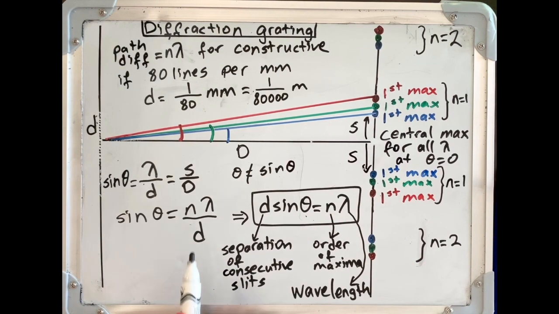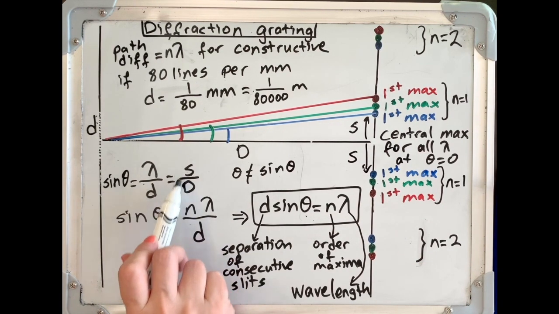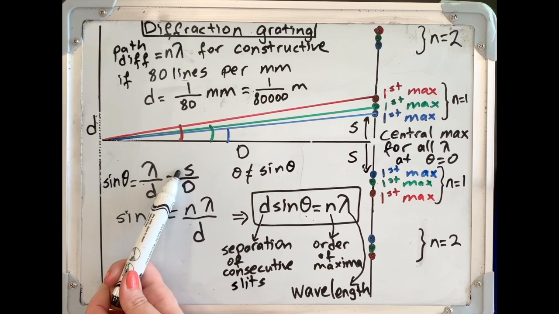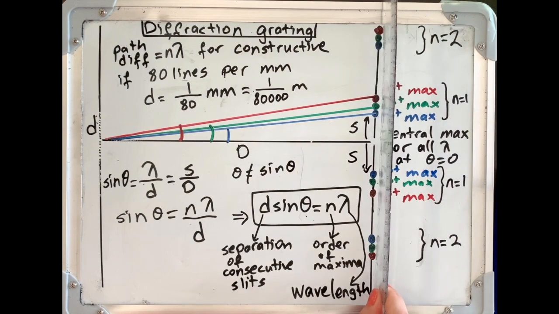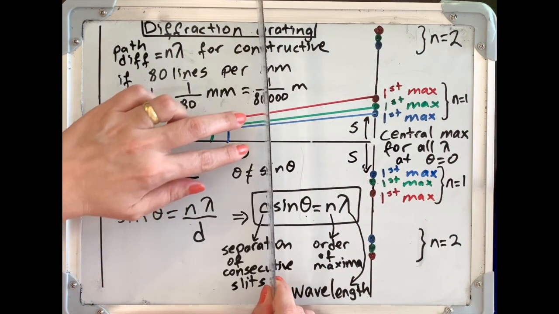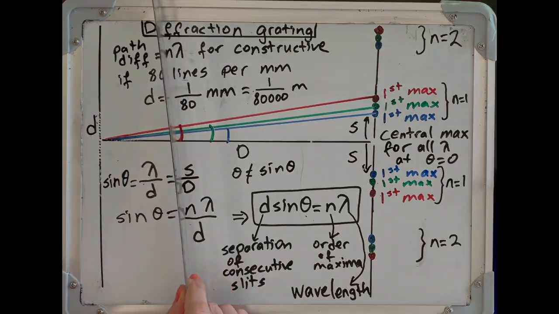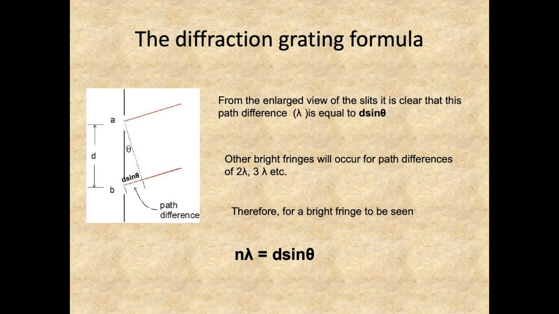You can even relate this to S over D, because like I showed in this simulation before, as the screen moves closer, the two maxima on the screen get closer. Like if the screen was closer, the S would be smaller and smaller and smaller, as you can see. So this summarizes the diffraction grating formula. You can use this to make your notes.